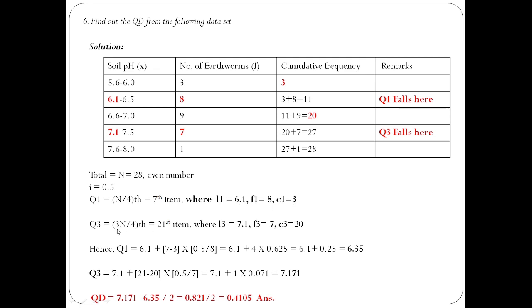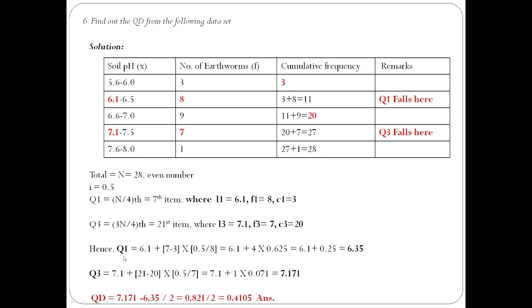Similarly, Q3 is calculated as 3n by 4. In case of an odd number of items it is 3n plus 1 by 4, but here, because it is even, it is 3n by 4 only. So it is the 21st item, and looking at the cumulative frequency table, 21 falls here, so it is the Q3 class. The lower limit of this Q3 class is 7.1, so L3 is equal to 7.1. The frequency of this quartile class is 7, that is f3 is equal to 7, and C3, the cumulative frequency preceding this quartile class, is 20.